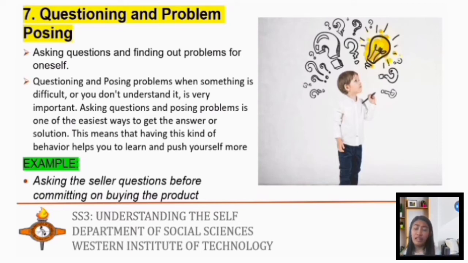So, a lot of us do this when we purchase something. We tend to ask several questions to the sales lady about the quality, to make sure that it is worth it. And having this kind of behavior helps us to be strategic in finding solutions or getting an answer to our problem.